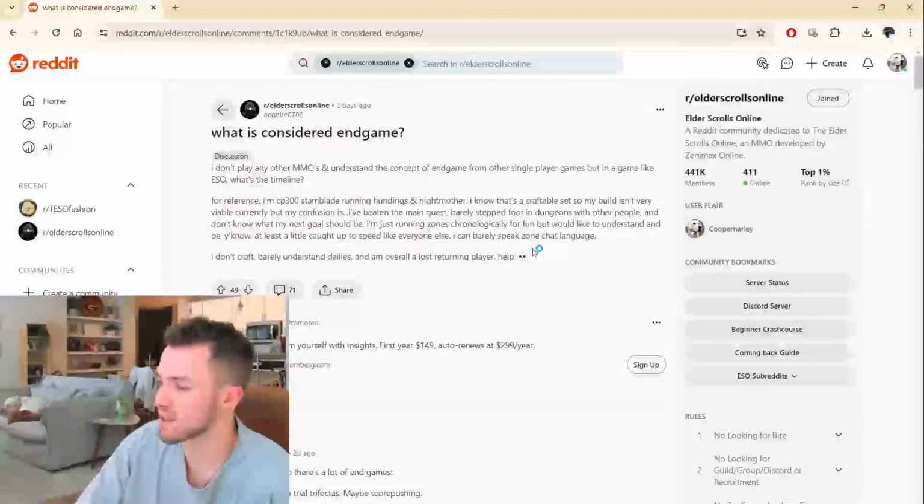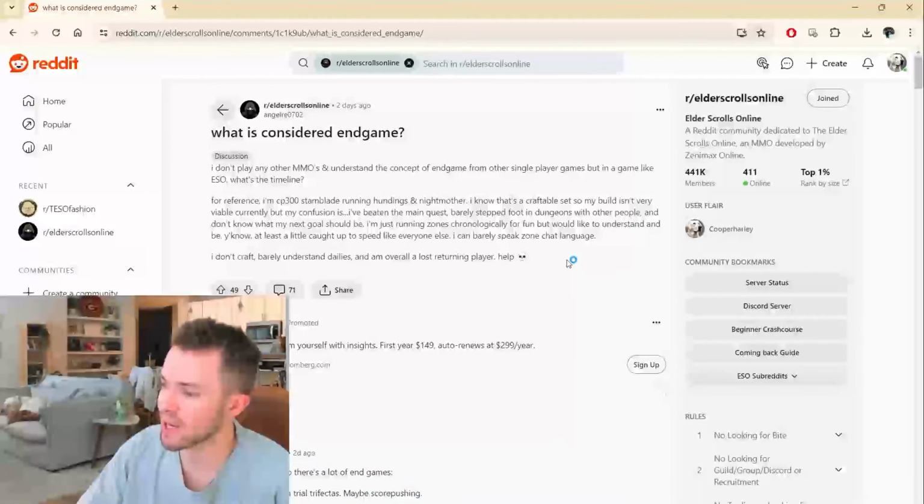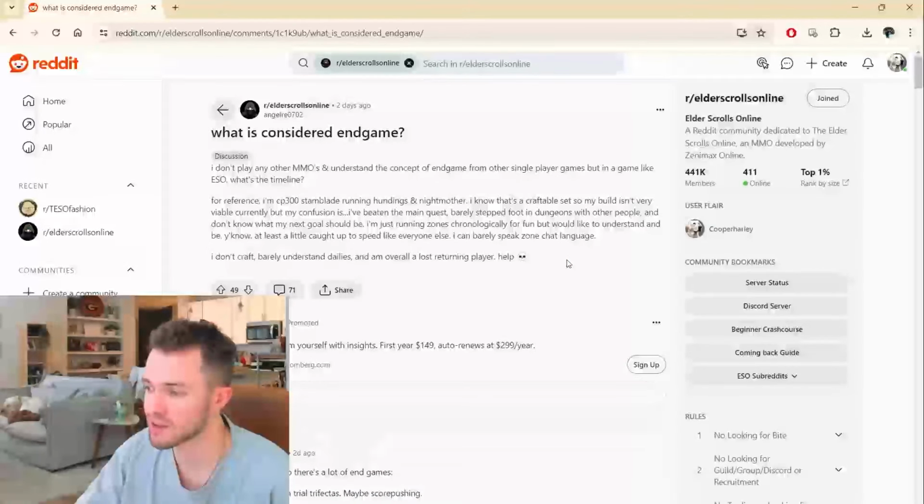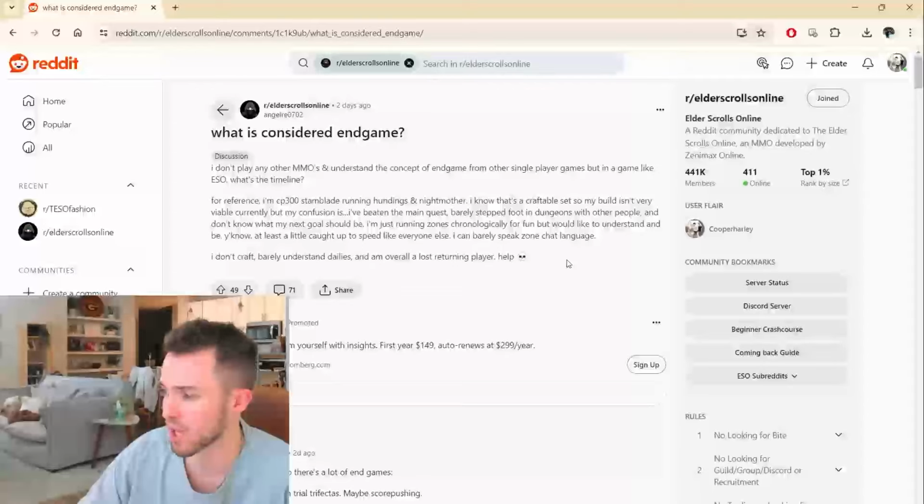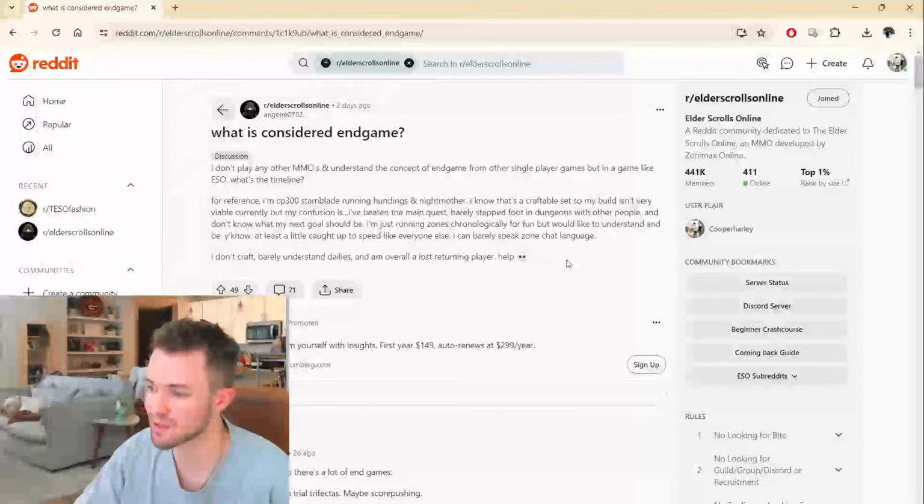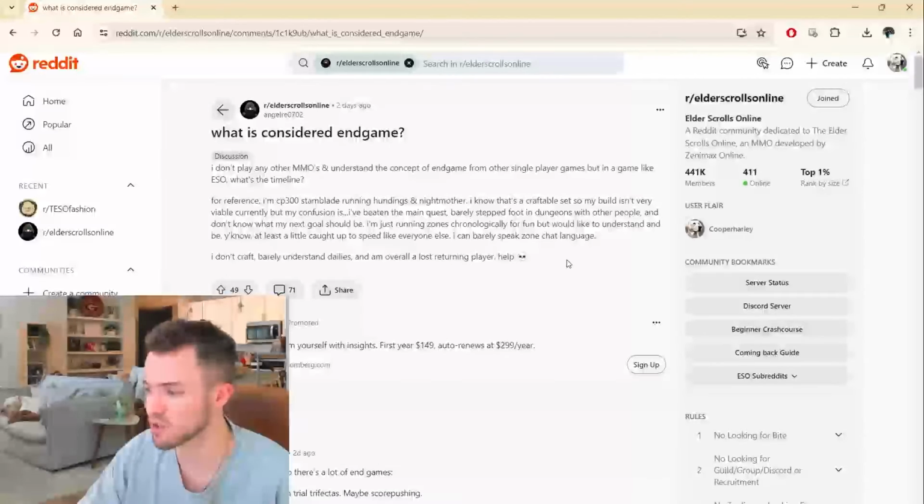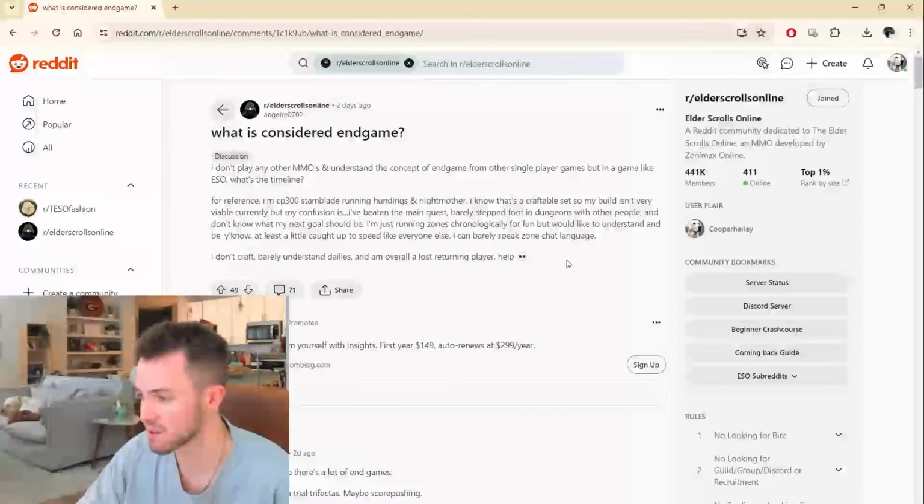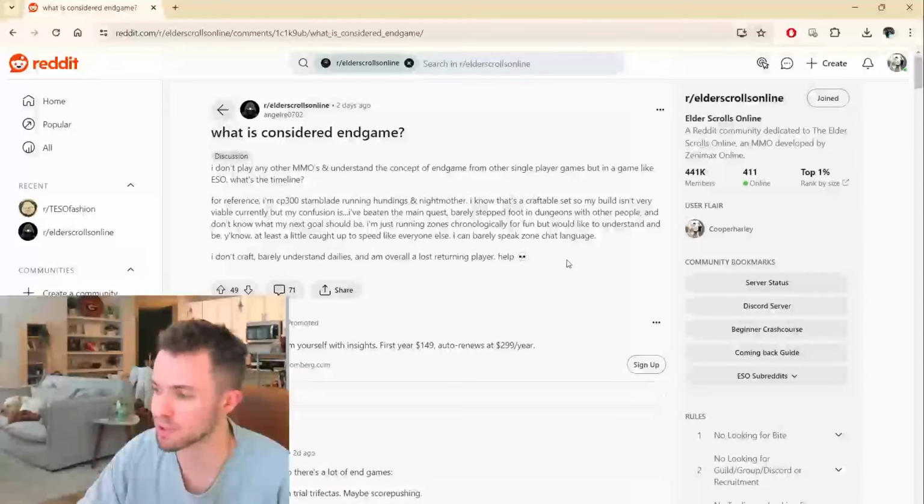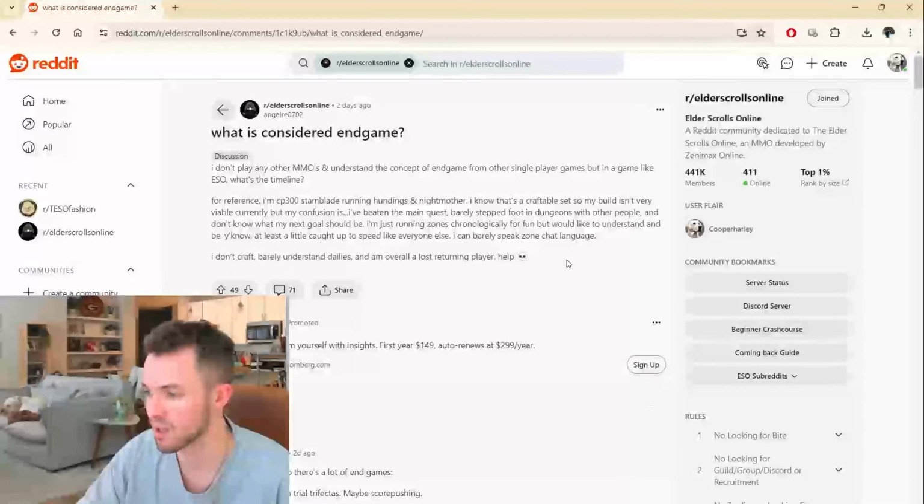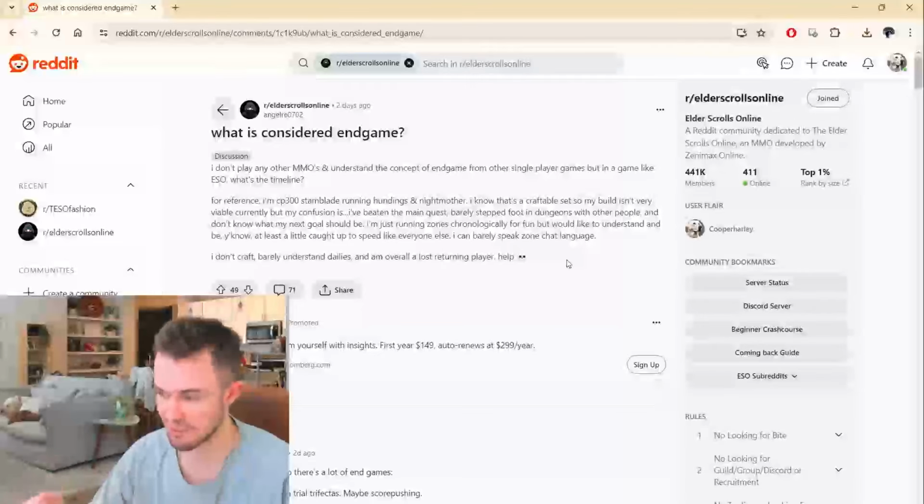All right, what is considered end-game? I don't play any other MMOs and understand the concept of end-game from other single-player games, but in a game like ESO, what's the timeline? For reference, I'm CP300, a Stamblade, running Hunding's Rage and Nightmother's Embrace. I know that's a craftable set, so my build isn't very viable currently.